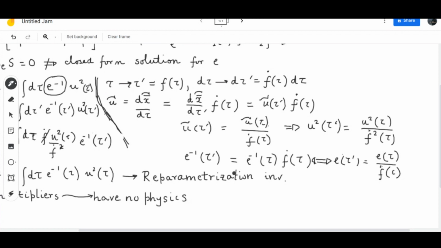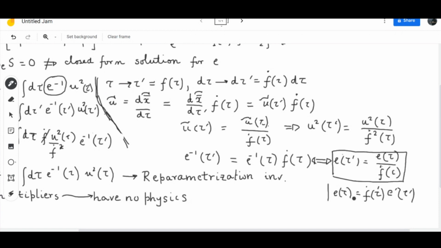So what I'm going to argue here is that every Lagrange multiplier is like, in gauge theory, what is called a pure gauge. I can make a choice. So F was a reparametrization. Now you can see that you can write this equation in the opposite way. You can write E of tau as F dot of tau prime, let us say, just the inverse transform, times E of tau prime.